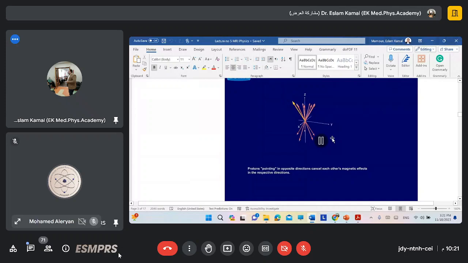Yes. All protons aligned up will cancel all protons aligned down. But for each 1 million protons, we have 1,000,007 protons aligned up and only 1 million protons aligned down. So the net result is only 7 protons for each million protons. So we are dealing with only these 7 protons.